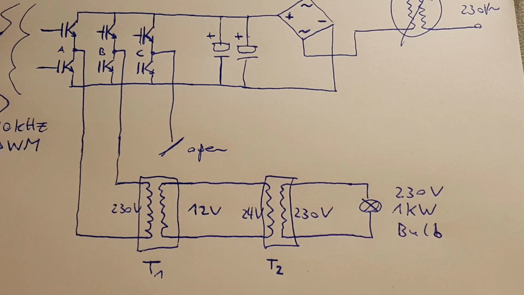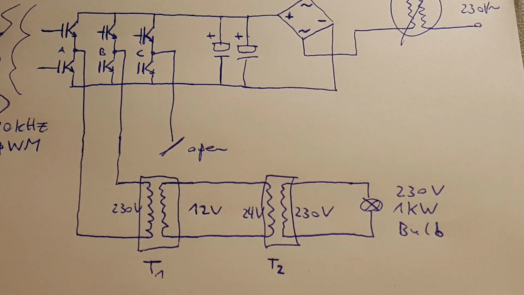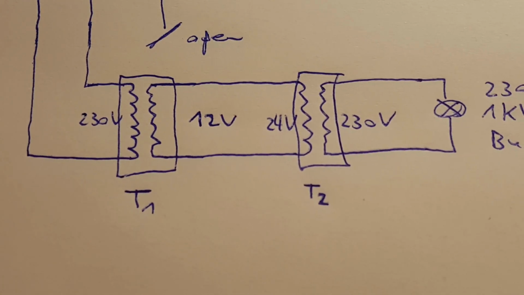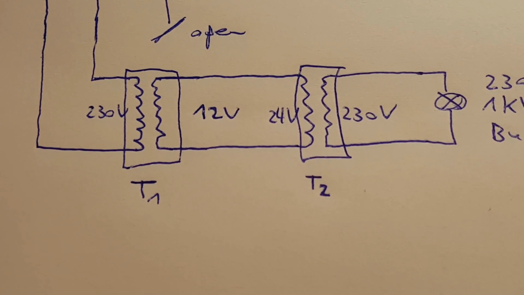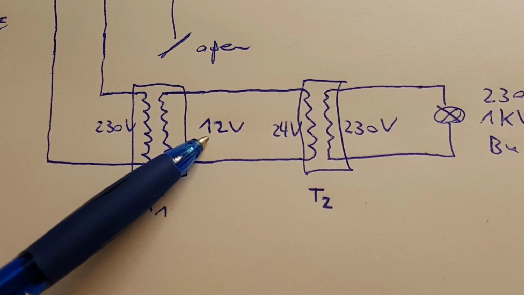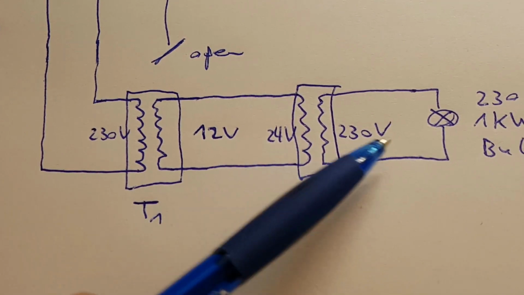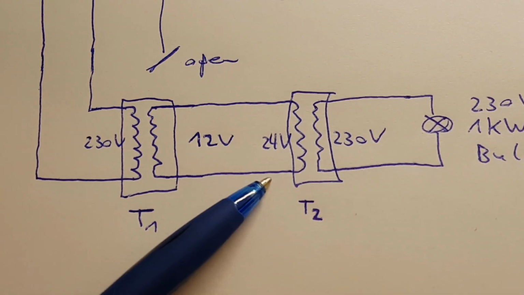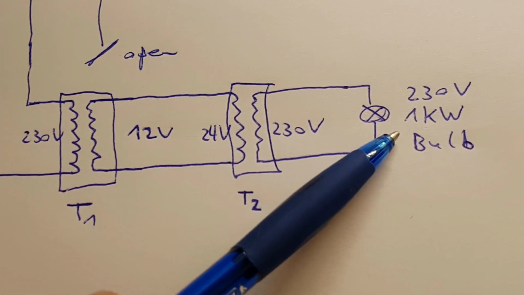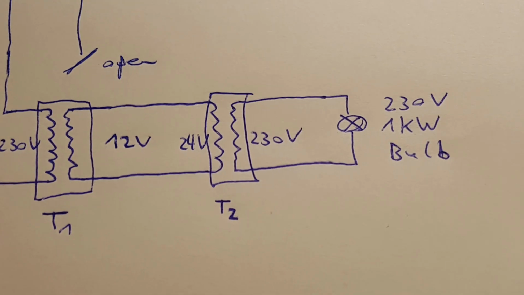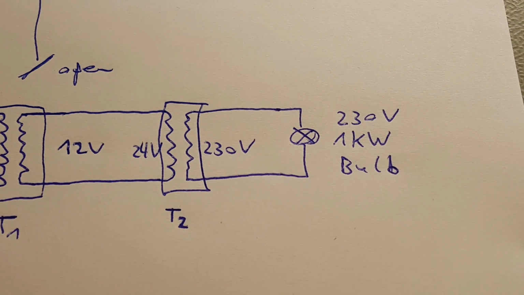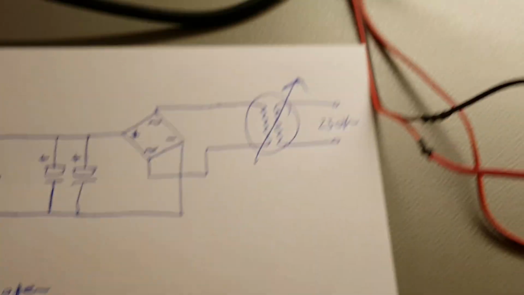So the output voltage of the three-phase inverter bridge, one phase is connected to a transformer, T1, and T1 has this ratio. The output voltage will then be fed into the T2, which has this ratio, and on the very output I connected a 1 kilowatt 230 volt bulb. So let's see how it works.